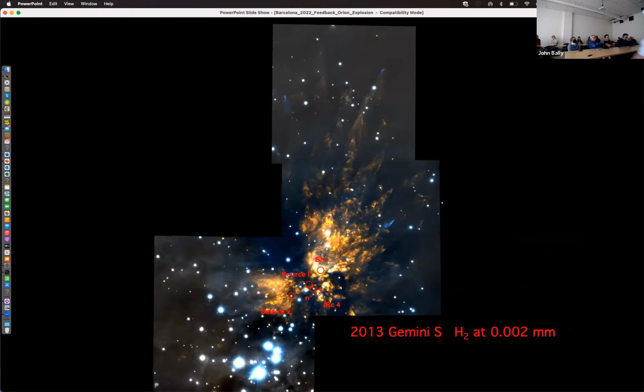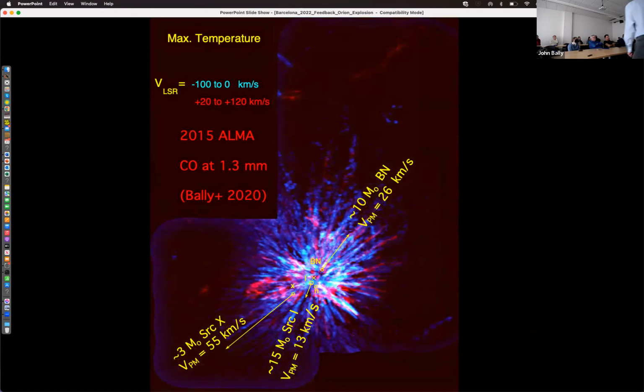So armed with this, we went to ALMA, and here's what ALMA shows. The redshifted gas in red, blueshifted gas in blue. The velocities I'll show in a second are high, up to 100 kilometers per second, but not 400, which is what we see in iron II. In CO, we see much lower speed.